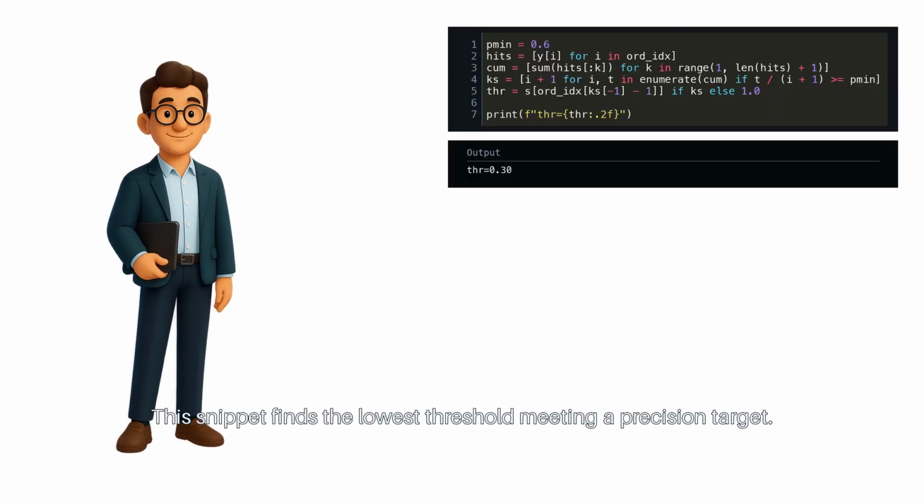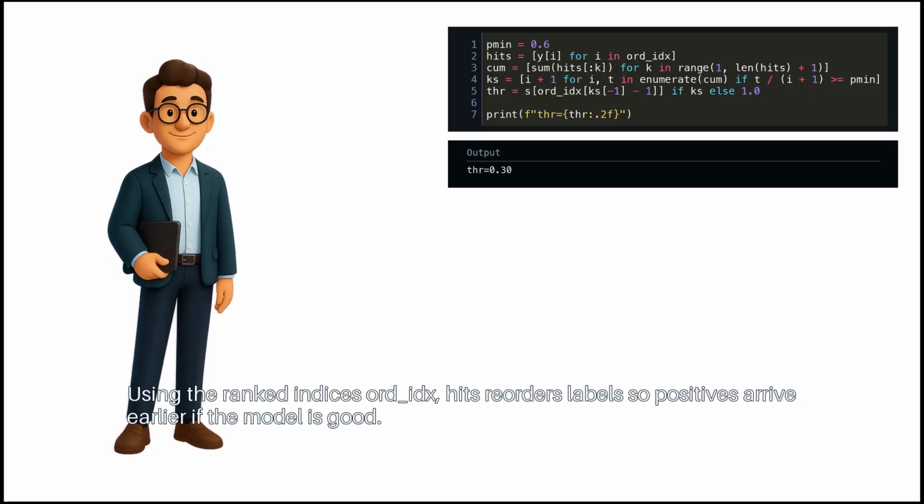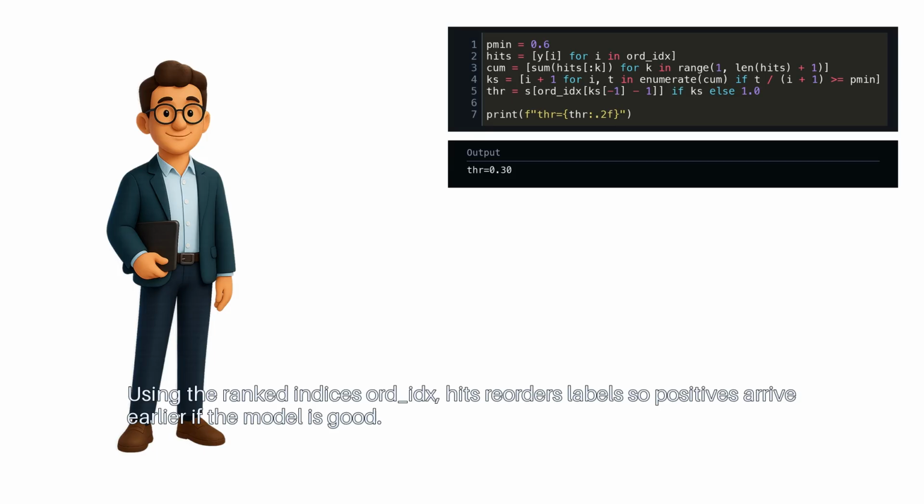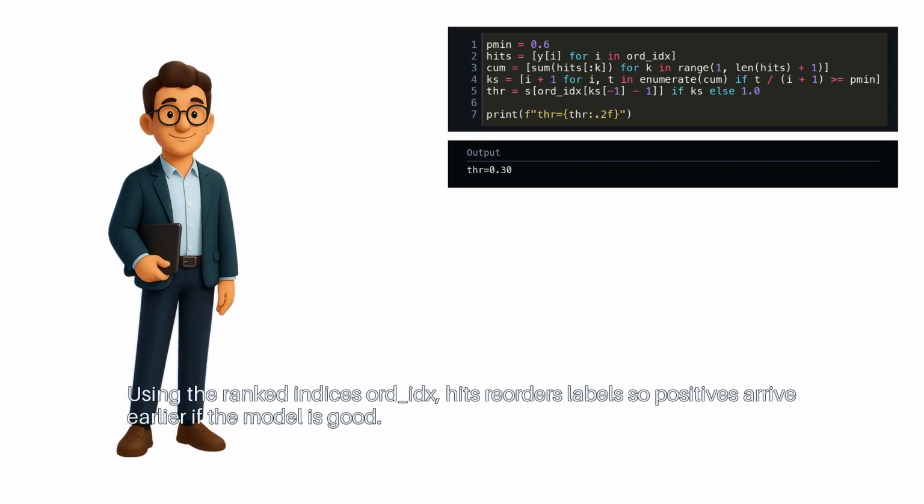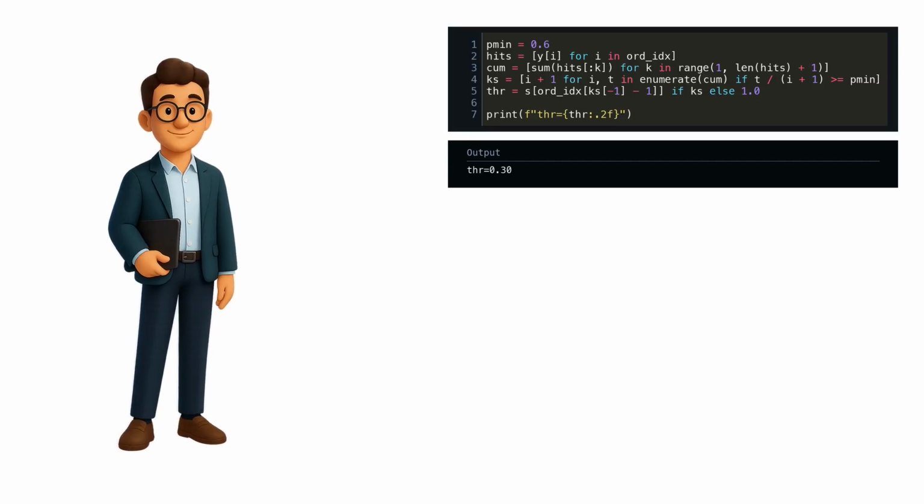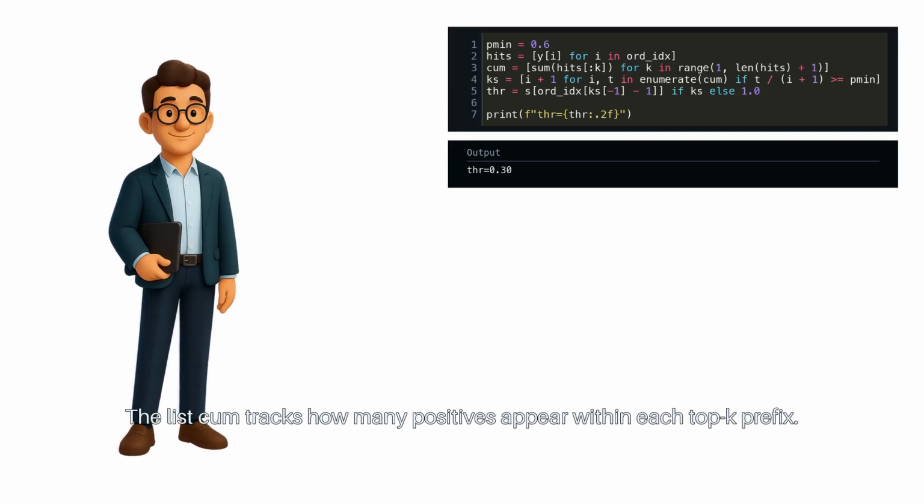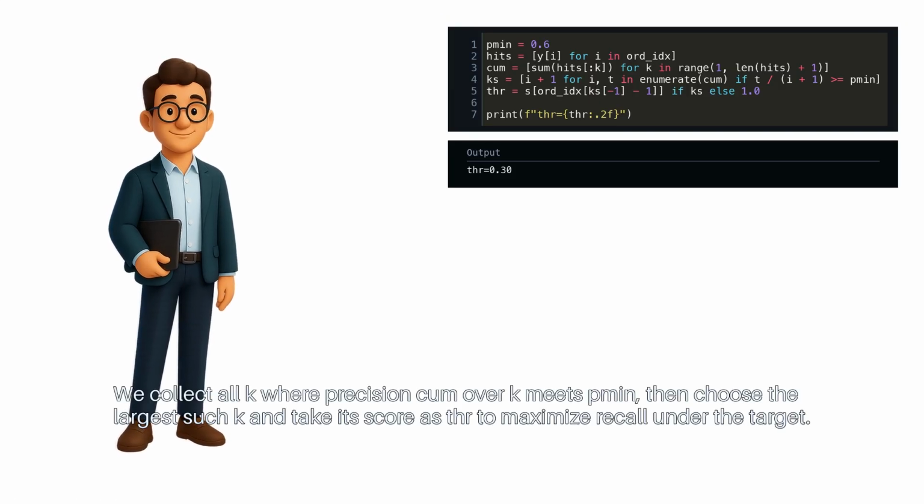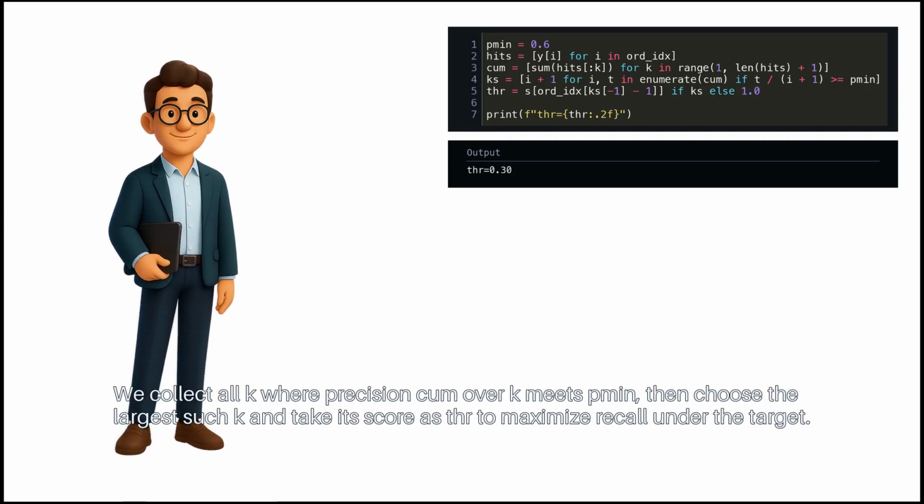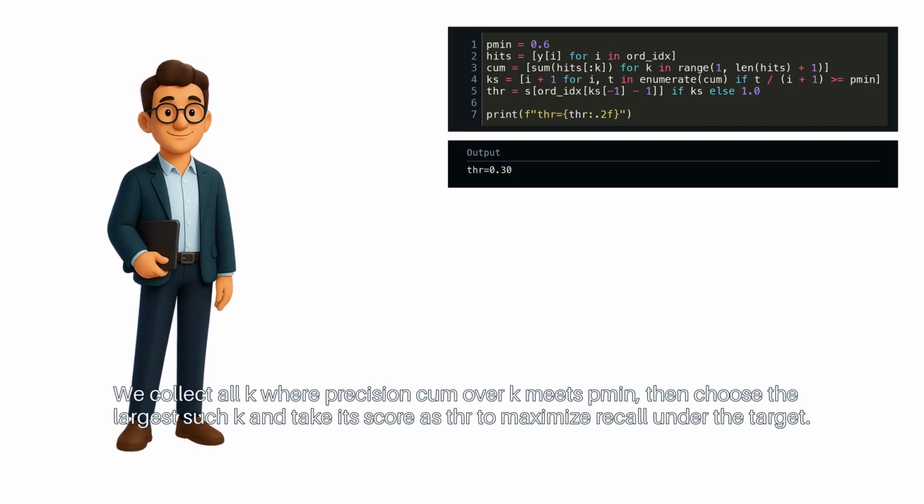This snippet finds the lowest threshold needing a precision target. Using the ranked indices ordIDX, hits reorders labels, so positives arrive earlier if the model is good. The list CUM tracks how many positives appear within each top K prefix. We collect all K where precision over K meets pmin. Then choose the largest such K and take its score as THR to maximize recall under the target.